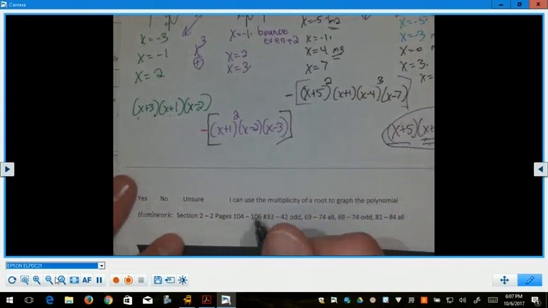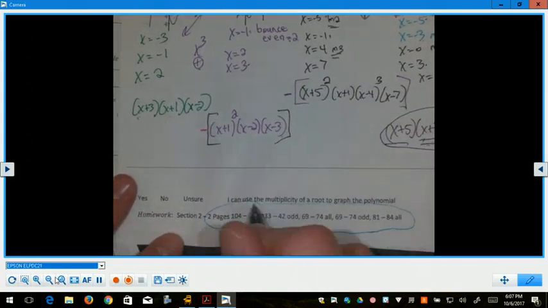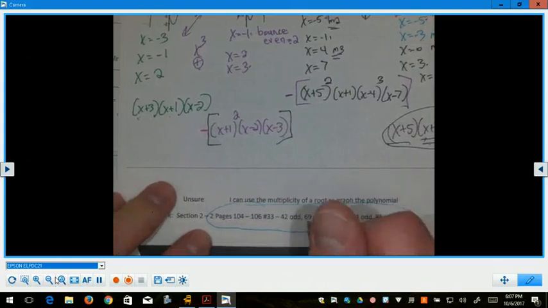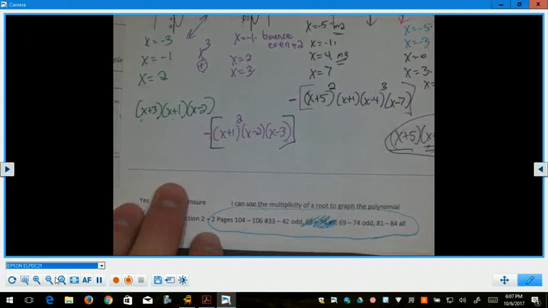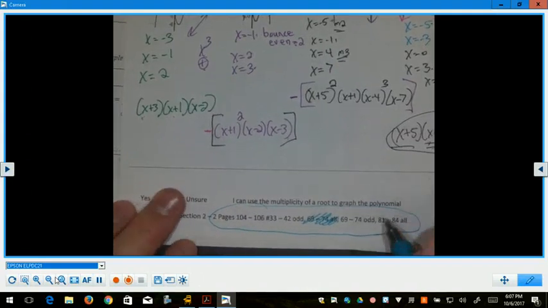The assignment that goes with this section is listed below. It is also on your assignment guide. One of these is listed twice. We're not doing 69 to 74. It says all actually on our sheet.